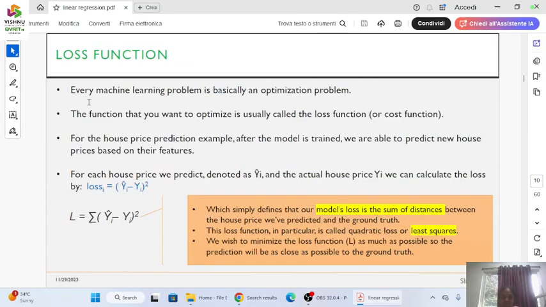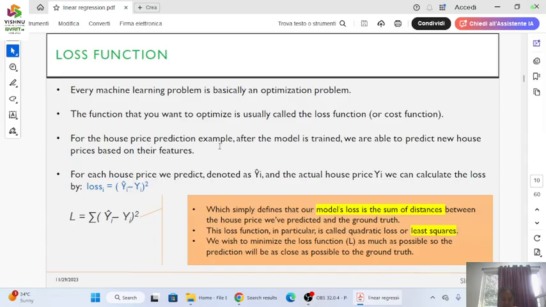The loss function, as I told you in the offline classes for SVD and all, is very important to take, minimizing all of this. Every machine learning problem is basically an optimization problem. That's what I say: when you are learning ML, these functions will come. The function that you want to optimize is usually called a loss function or cost function. Both are the same.